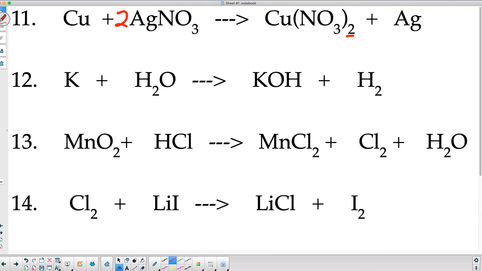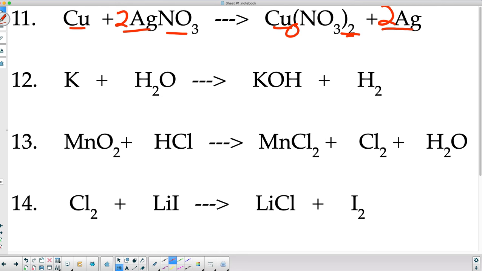How many Ags do I have on the right-hand side? I only have 1 because there's no number in front and there's no subscript. So that means I need a 2 in front of the Ags there. Now let's go back and check. I have 1 Cu here and 1 Cu here because there's no number there. Now I have 2 Ags here and 2 over here because I put the coefficients in front. I have 2 NO3s here, and I already have 2 NO3s there. So that does actually work. Excellent.